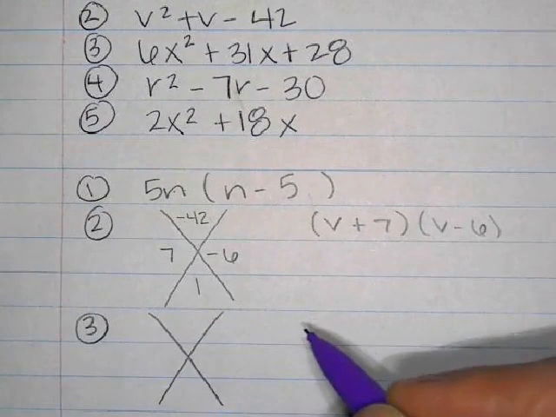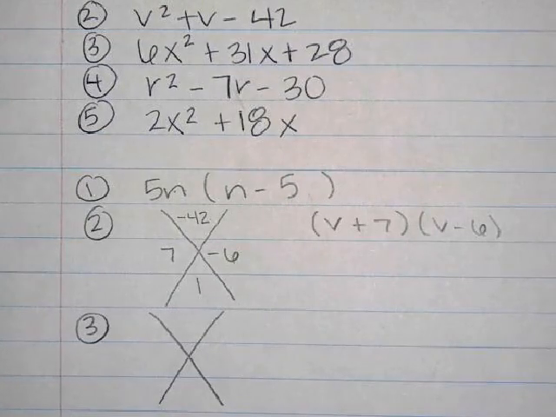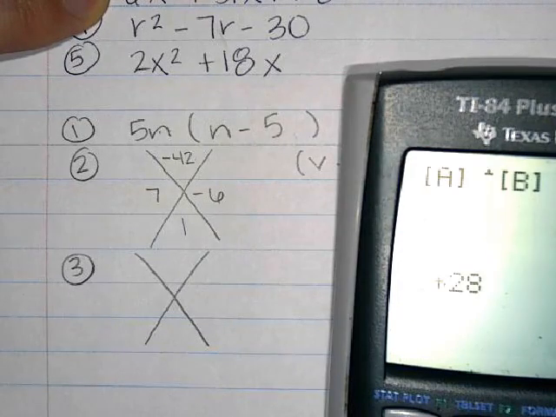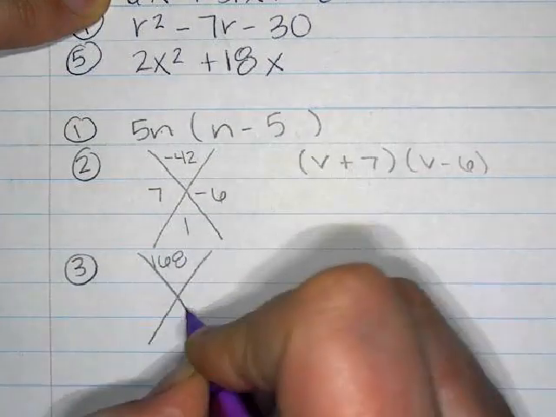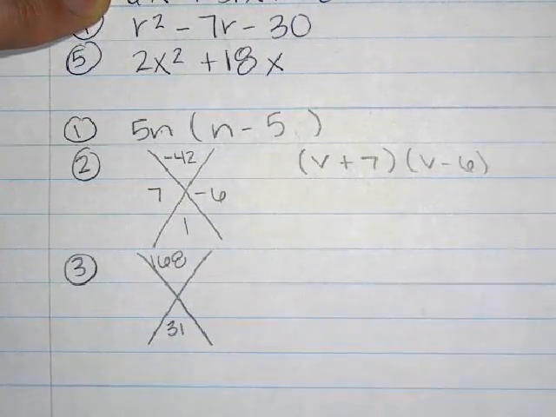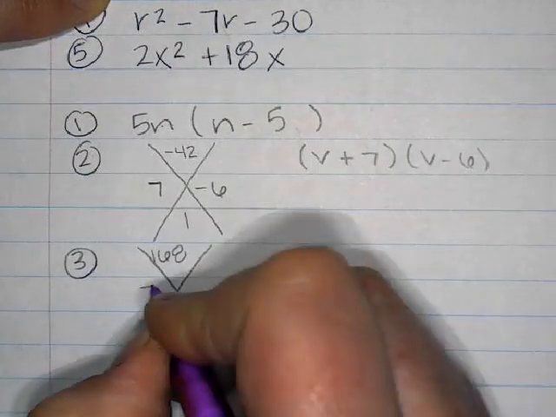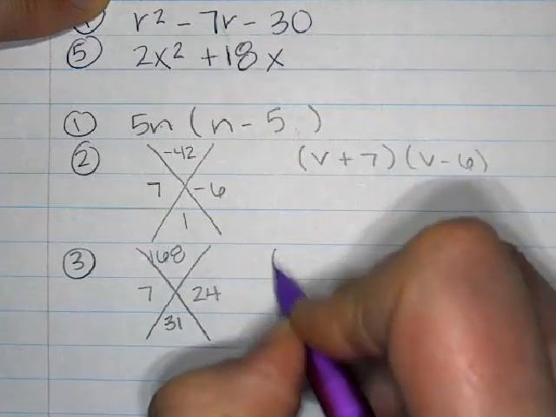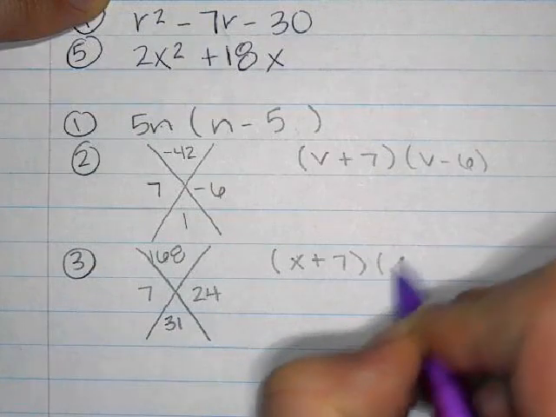All right, we said that the third one was also an x problem, but this one would be a slide divide problem. And this one, I'm definitely going to need a calculator for. So 6 times 28 is what? 168. So we're multiplying to 168, but adding to 31. Did we find those numbers? 7 and 24. Okay. So x plus 7, x plus 24.